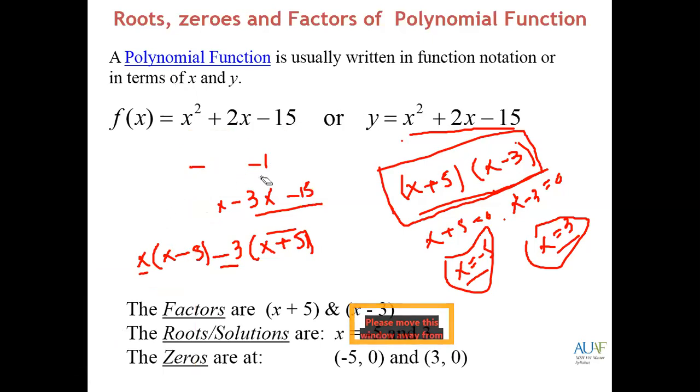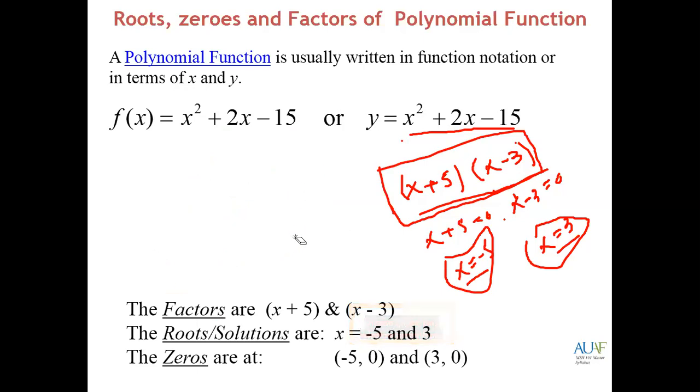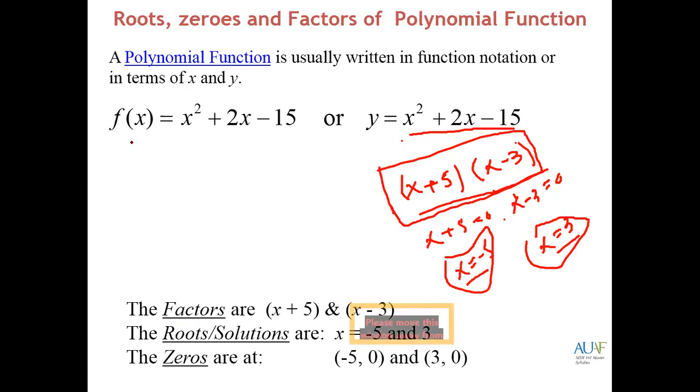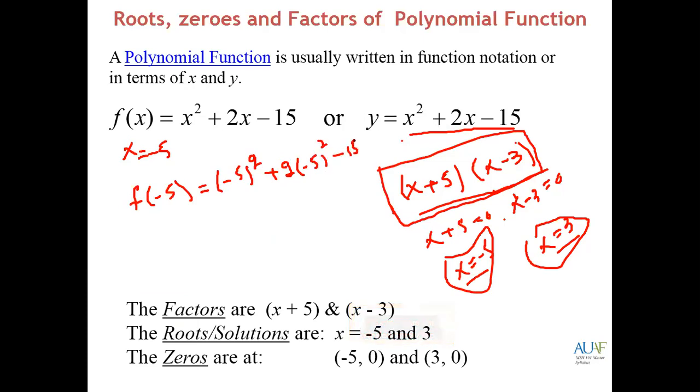Now we have two values for x. First, you can take x equal to minus 5. When you take x equal to minus 5, this function becomes 0, like f of minus 5 equals x square. x square means minus 5 square, plus 2x, it means 2 multiplied with minus 5. And the last one is minus 15.